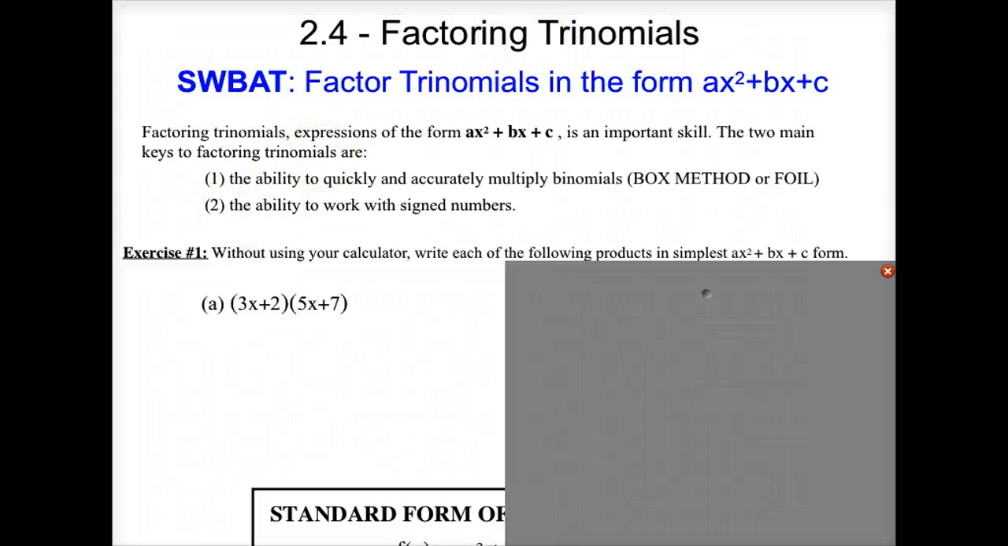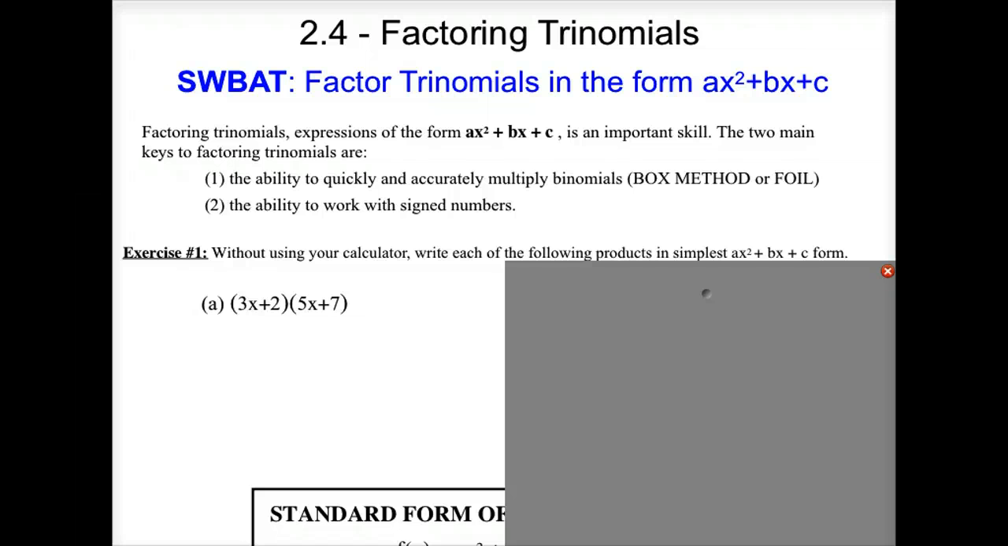Here we are, guys, to 2.4. Today we're going to talk about factoring trinomials. So your objective, your students will be able to, by the end of this lesson, scholars, you should be able to factor trinomials in the form ax squared plus bx plus c, which is our standard form for a quadratic.